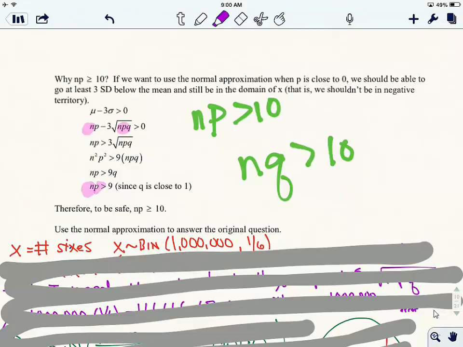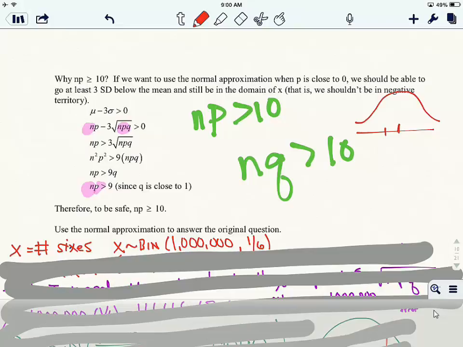So if we want to use the normal approximation when p is close to 0, so p isn't 1/2, it's not flipping a coin, instead it's maybe 1/8 or 1/10 probability of success, we need to have at least 3 standard deviations below the mean before we can't have any successes. If the probability of success is skinny, we still need to be able to go 3 standard deviations below the mean before we get into negative trials or negative probabilities. So we need the mean minus 3 standard deviations to still be a positive number.